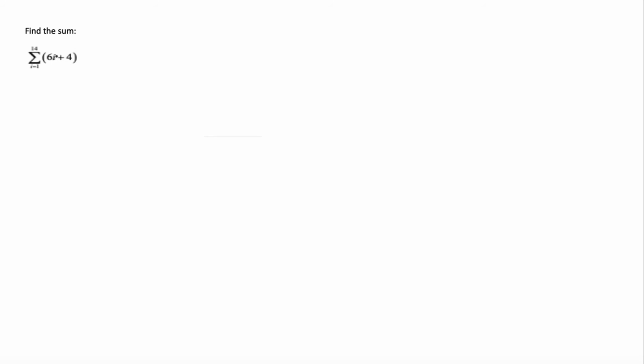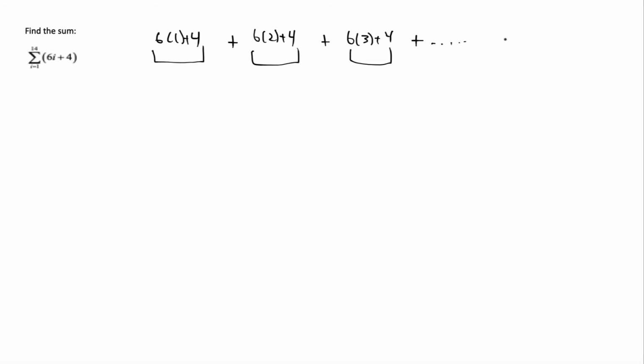When i equals 1, we plug in the 1 here, so we get 6 times 1 plus 4. That'll be the first term. Then we do 6 times 2 plus 4, whatever that is. Then when i is equal to 3, this will be the third term. And we can do this 14 times, which is doable.